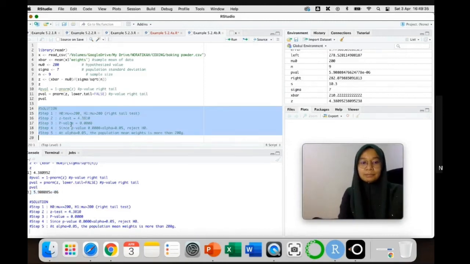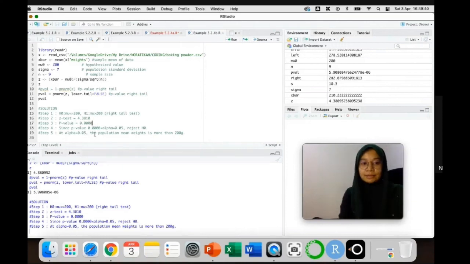Okay, since p-value 0.0000 is less than alpha 0.05, we reject the H null. So now, padam H null ni sebab you reject H null ni. So what will be your conclusion? At alpha 0.05, the population mean weight is more than 200 because you reject the H null. Tak terima dah ni. Jadinya, conclusion yang ini.